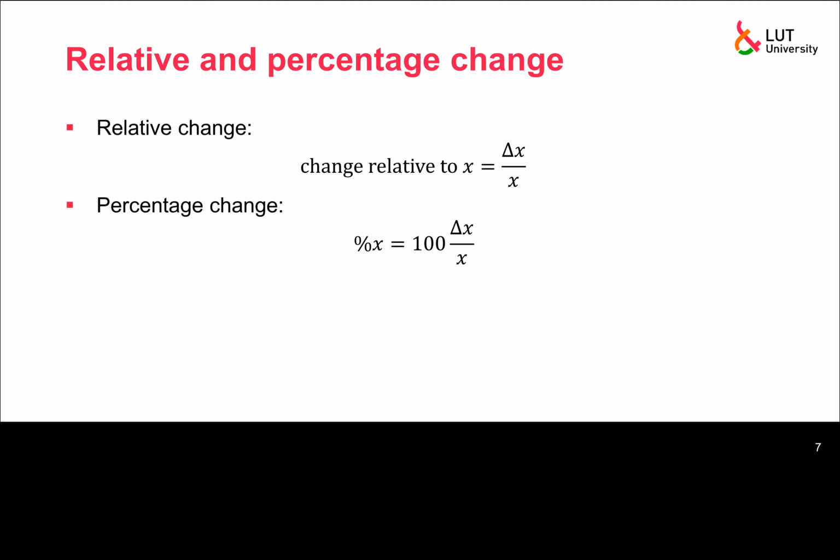And of course, we can also do things like relative changes. So if one variable at this point changes by some amount, then how much does the other variable change, or percentage change? So just times 100.